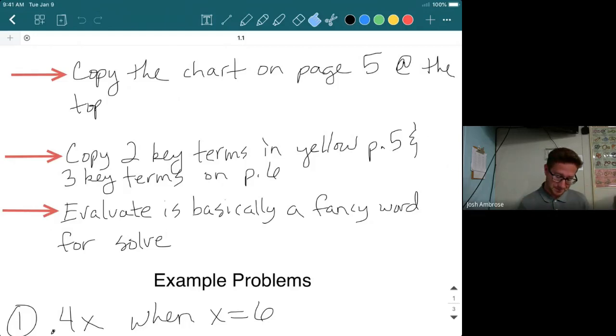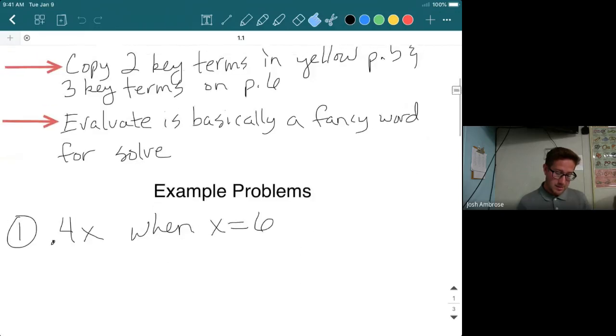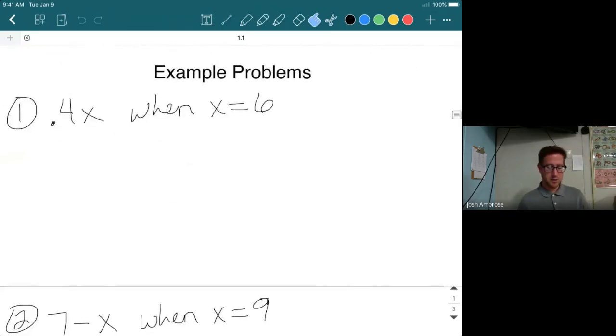So that's it. And then let's get to one of the words that you will hear a lot, the word evaluate. As I say, basically just a fancy word for solve. Okay, so if you see the word evaluate, you see the word solve, just go ahead and use them basically as the same exact thing. All right, so let's move into our first example problem.